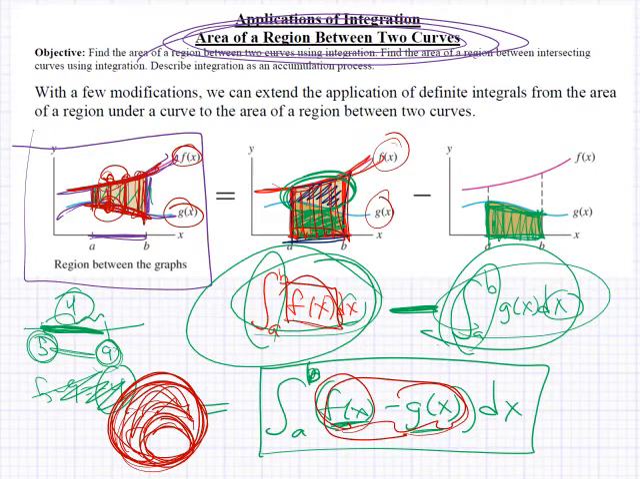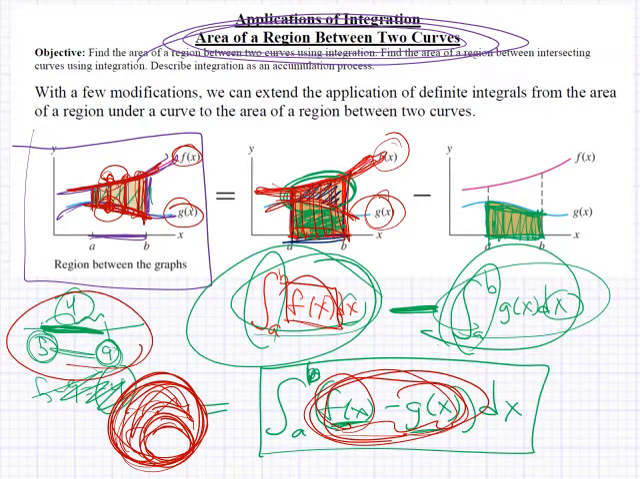F of x is above g of x at all times. So the y values for f of x are always bigger than the y values of g of x. That's important because with the subtraction, the order is very, very clear. You have to go back to this.